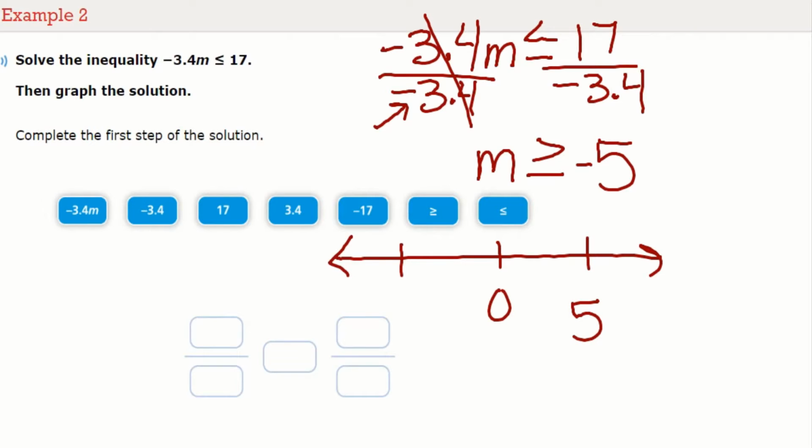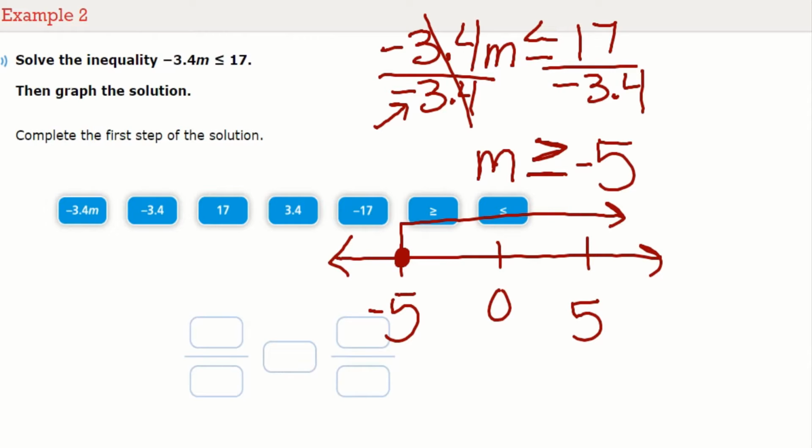I'm going to write 0, the number our point is supposed to go on, which is negative 5, and its opposite, which is 5. Now I have to figure out if it's going to be an open or closed circle. In this case, it's going to be a closed circle because it says or equal to, and it's going to be on negative 5. So now I have to shade it in the greater than direction because it says m is greater than or equal to negative 5.